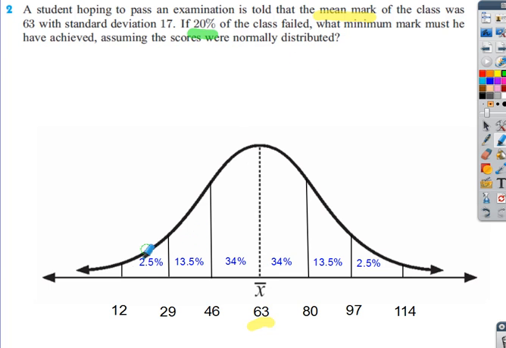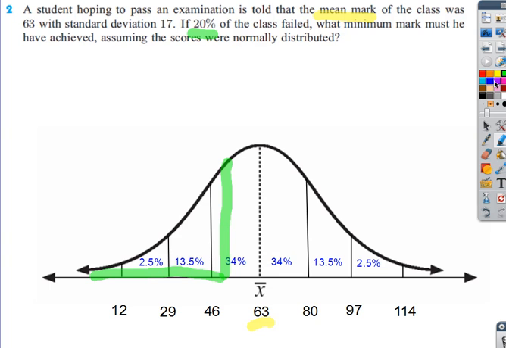So if we have a look at our percentages here, if we go 2.5 and 13.5, that gives us 16. Doesn't give us 20. If we come into here, it's got to be somewhere around here. So we're looking at the area of somewhere in here. We're looking for this area here. We haven't got the numbers down the bottom. Okay, we've got 20%, we haven't got the numbers down the bottom, so we actually can't work out what's going on.